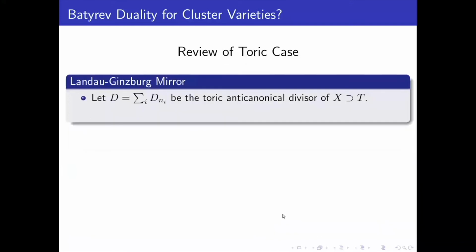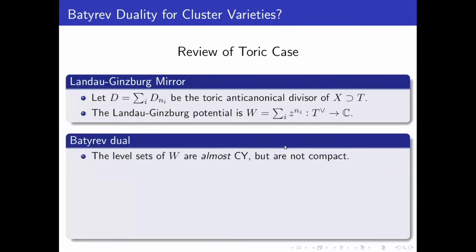So now we get a Landau-Ginzburg mirror. If D is just a sum of these divisors corresponding to co-characters N_i, if that's the anti-canonical divisor of X, the toric anti-canonical divisor, then the Landau-Ginzburg potential is just a sum of the corresponding characters on the dual torus, co-characters on the original torus. And then for the Batyrev dual, the level sets of W are almost Calabi-Yau, but they're not compact.